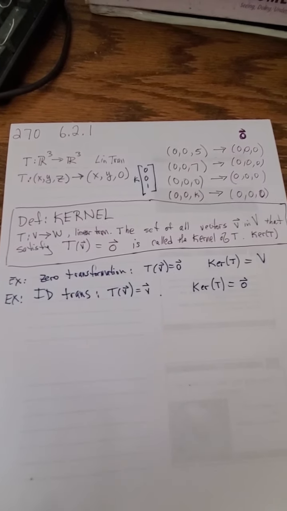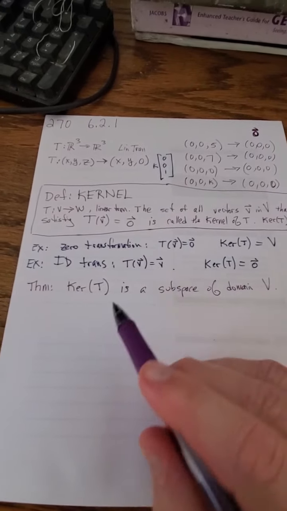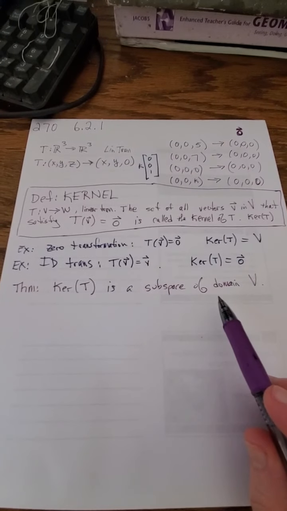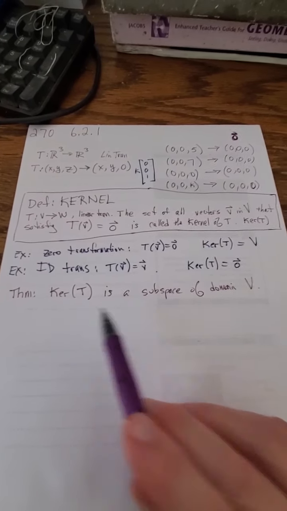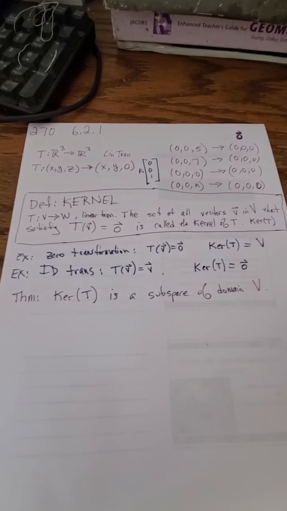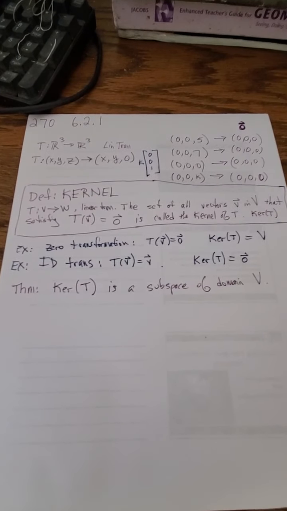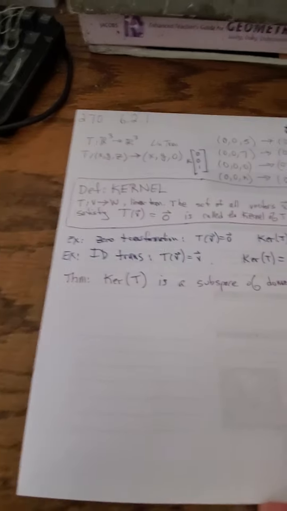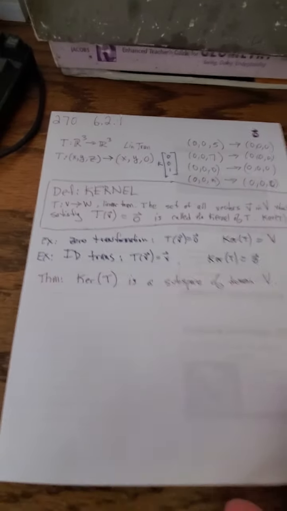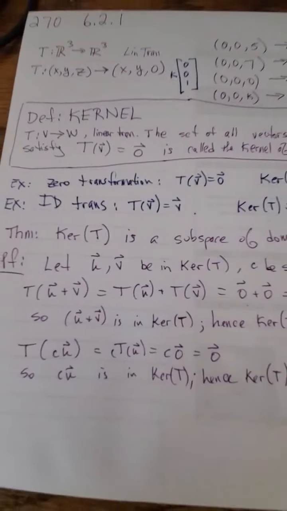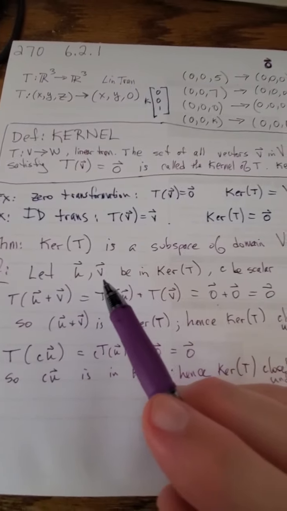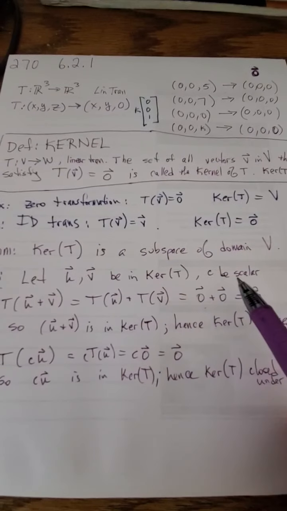And I'm going to prove it right now, very simply. The kernel of T is a subspace of the domain V, meaning T goes from V to W, and it's a subspace of the domain. Remember, if I want to prove something's a subspace, I just have to show that it's closed under vector addition and scalar multiplication, and that is not too hard to show at all. Let u and v be vectors in the kernel of T, and c a scalar.